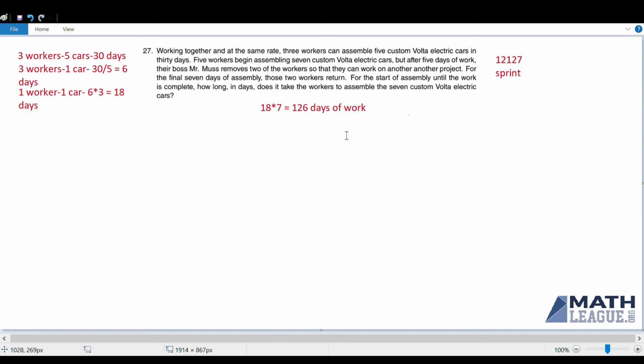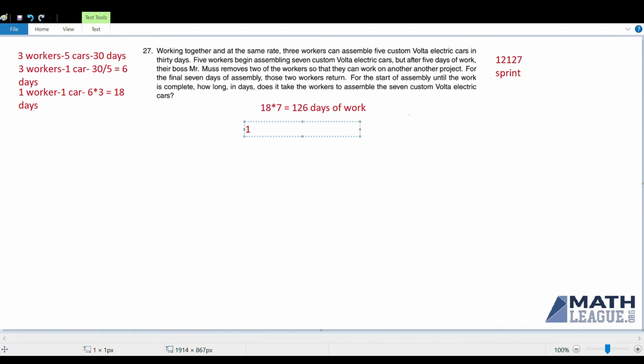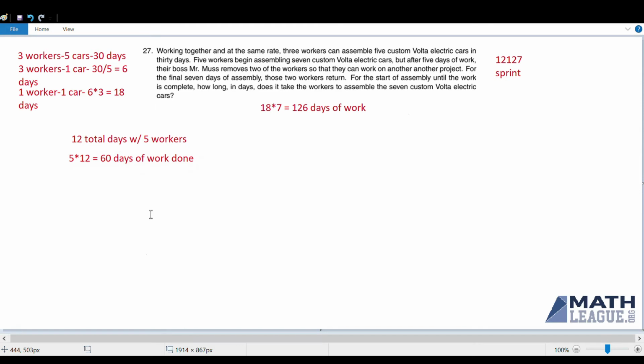Now, the number of workers on the assembly line changes over the course of the project. For the first 5 days of the project and for the final 7 days of the project, there are 5 workers. So there are 12 total days where there are 5 workers. And during those 12 days, there's a total of 5 times 12, or 60 days of work done. So in 12 days, there's 60 days of work done by these 5 workers.